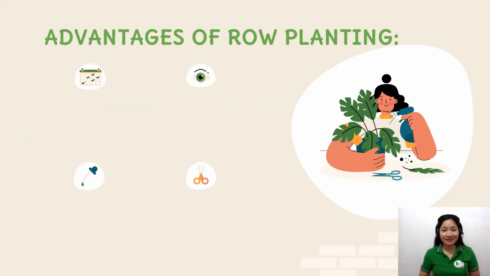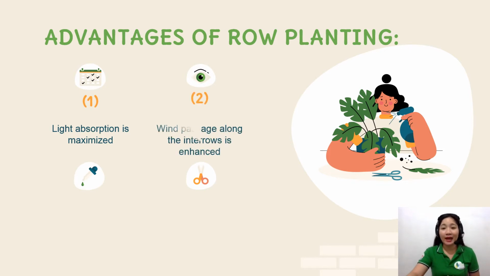Class, here are the specific advantages of row planting over broadcasting or scatter planting. For the first one, of course, light absorption is maximized, and conversely, the excessive shading effect of other plants is minimized, thus favoring more efficient photosynthesis and improved crop yield. For the second one, the wind passage along the interrows is enhanced, which increases gas exchanges and prevents excessive humidity.